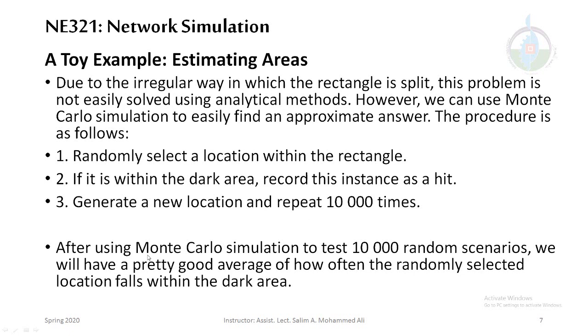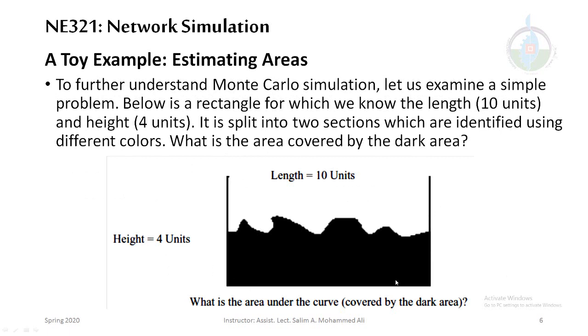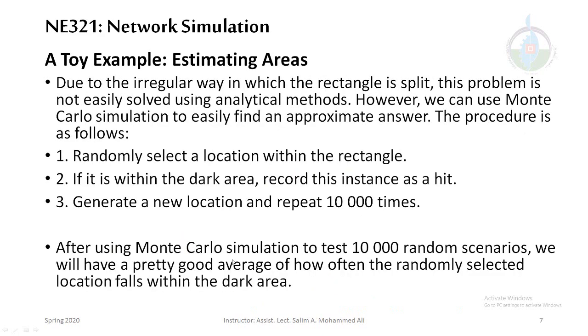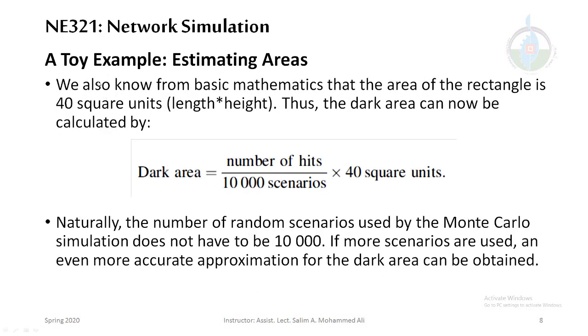After using Monte Carlo simulation to test 10,000 random scenarios, we now have three things. The first is the whole area, which is known to us because it's a regular shape, a rectangle. We also have the number of white hits and the number of dark hits. We will have a pretty good average of how often the randomly selected location falls within the dark area. We also know from basic mathematics that the area of the rectangle is 40 square units, length times height, thus the dark area can now be calculated.